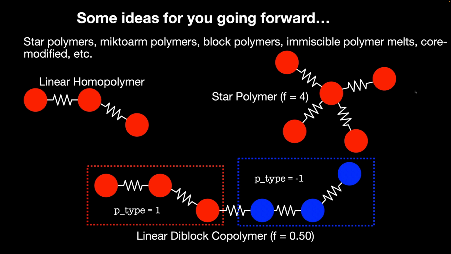So you could modify the code to simulate star polymers. You could look at miktoarm polymers where the different arms have different chemical identities.